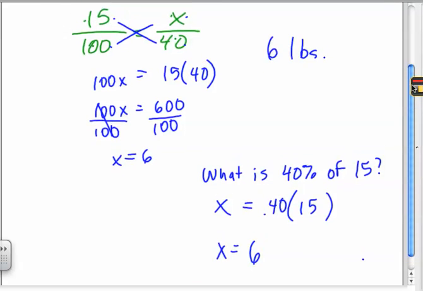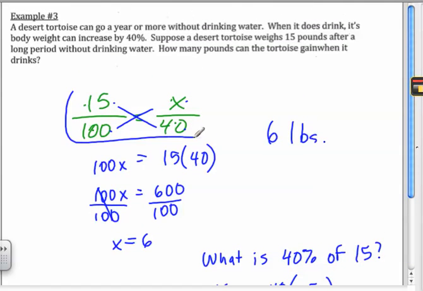I think that this might be an easier way to set it up. Maybe. Right? But you could also use the percent equation. I use the percent proportion here. Okay? All right, good job, guys. Let's look at the last example.